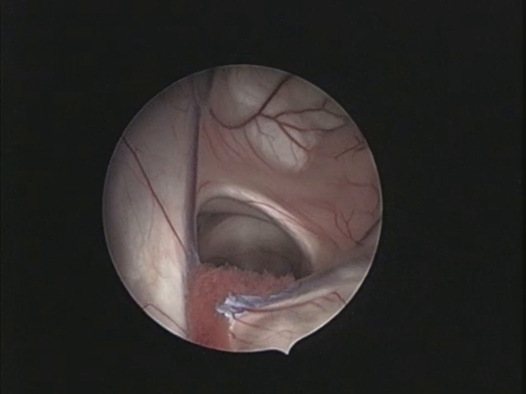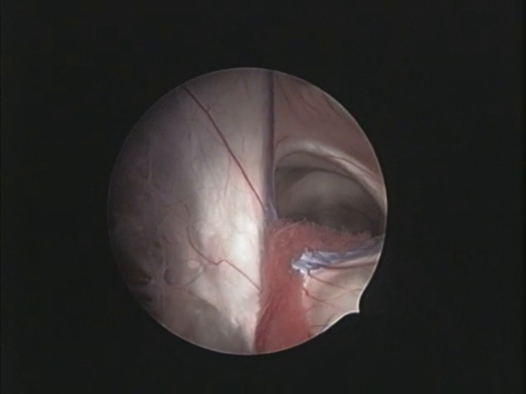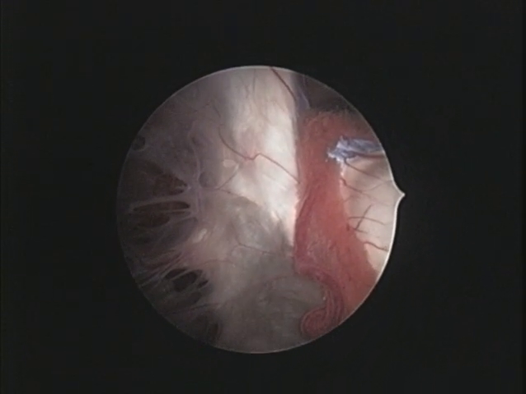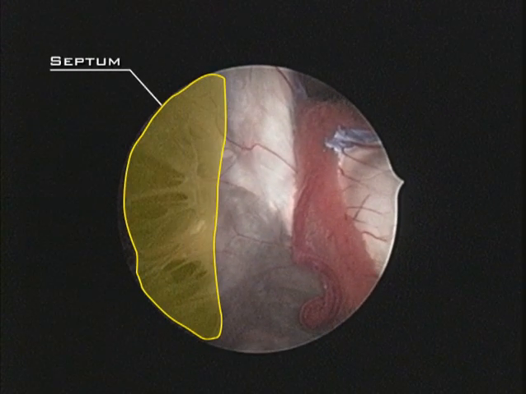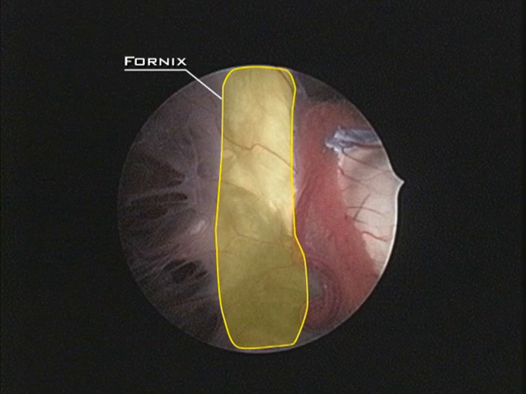Slightly turning the endoscope about its axis, the orientation of the endoscope at 30 degrees makes a panoramic view of the lateral ventricle possible. On the midline, the septum, which at this point is fenestrated, is easily identifiable. The fornix runs under the bottom part of the septum.